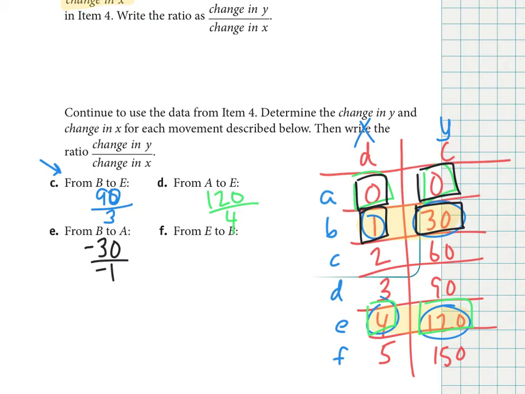Okay, so the idea here is if we look at each of these, and we simplify them a little bit, 90 over 3 is equivalent to 30. 120 over 4, 120 divided by 4 is 30. Negative 30 divided by negative 1 is 30. It's all coming back to this 30 number that we've been using the whole time. Fractions, different numerators and denominators, way back here.